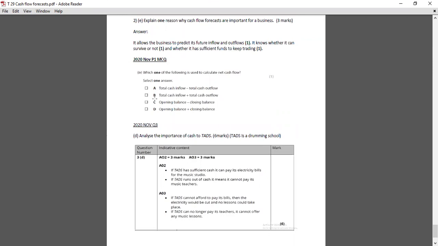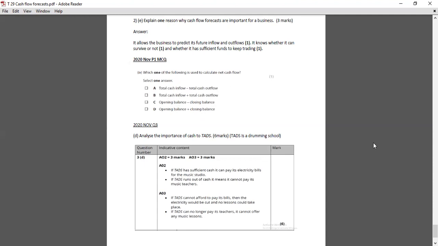The options: A, total cash inflow minus total cash outflow. B, total cash inflow divided by total cash outflow. C, opening cash balance minus closing balance. D, opening balance plus closing balance. What's the correct answer? Sir, C? No, that is not it. It's A, right? A, correct, very good. It's total cash inflow minus total cash outflow. That's called net cash flow.